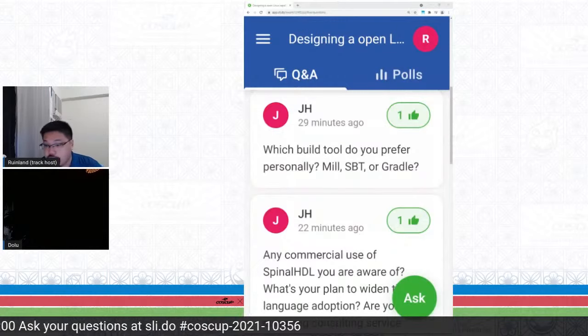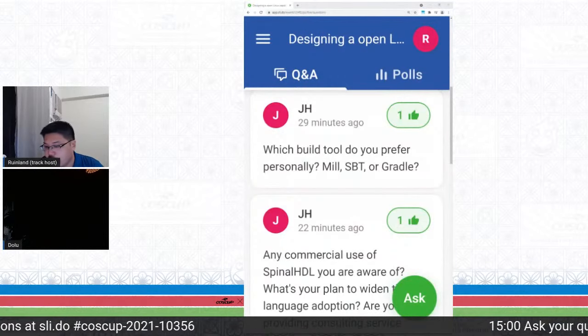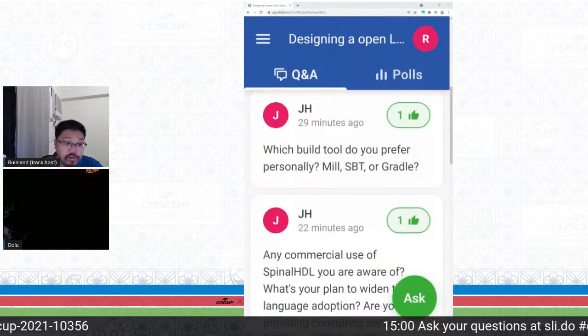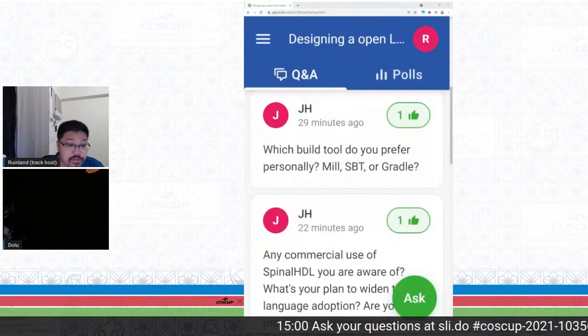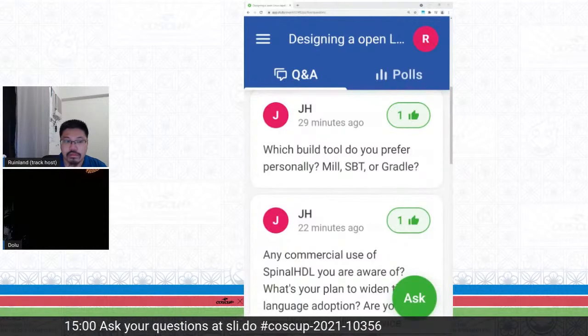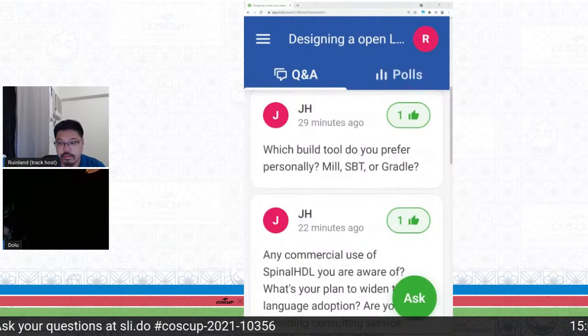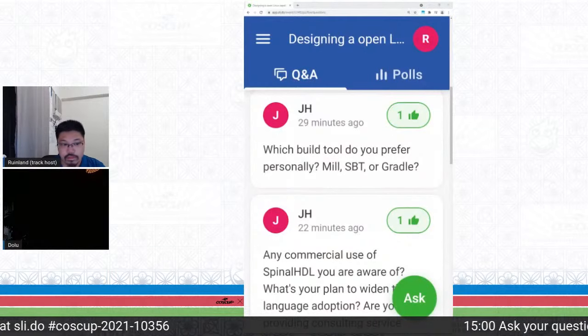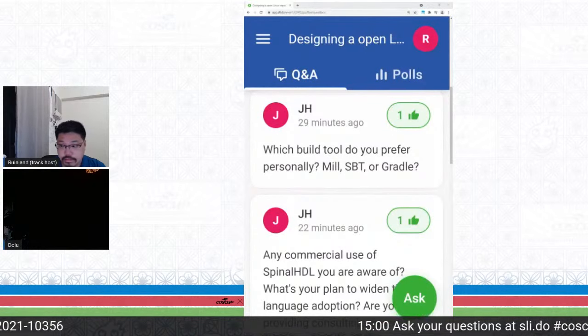And the next question is, which build tool do you prefer personally, Mill, SBT, or Gradle? Oh, this is regarding Scala, I believe. Yeah, that's the Scala build script. That's a bit like the makefile we use for C, but for Scala.